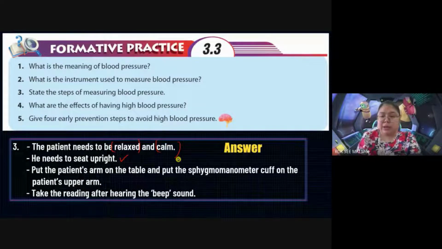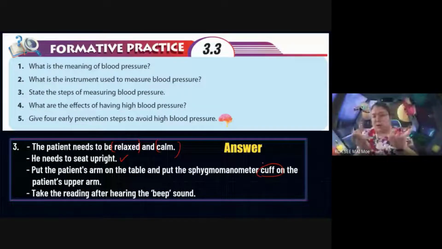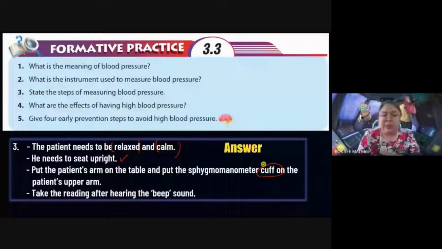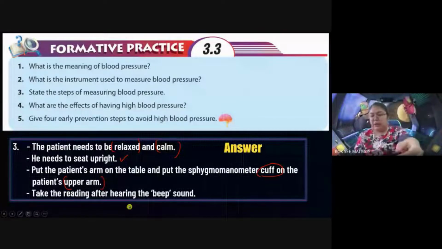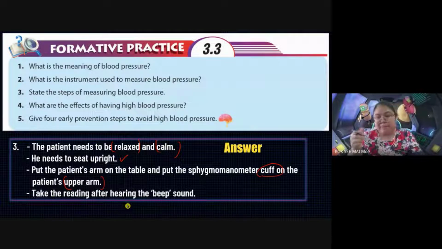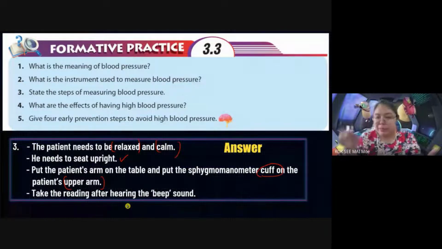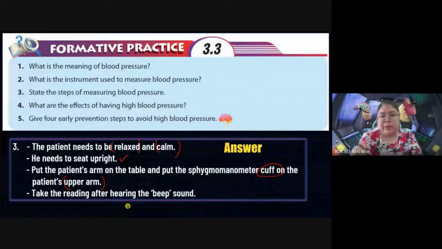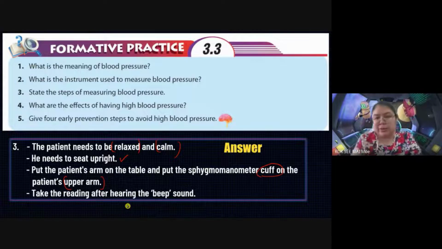Then your sphygmomanometer cloth, like a piece of cloth, you wrap it around the upper part of the arm. Go to wrapping with the cuff, the sphygmomanometer cuff. After that, you pump. Now it's never pump, you just press the button. You press the button to start, then it is automatic already.